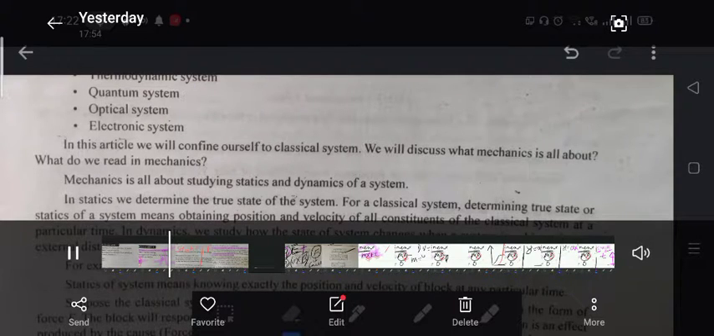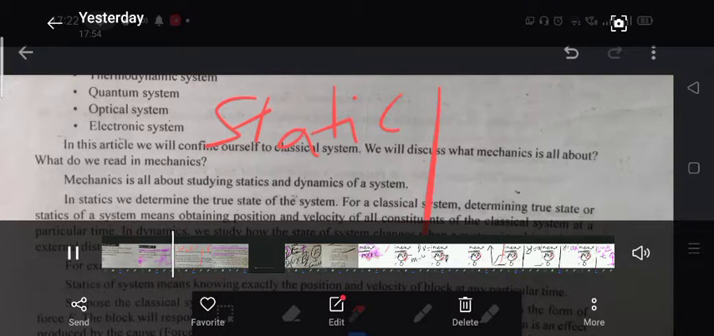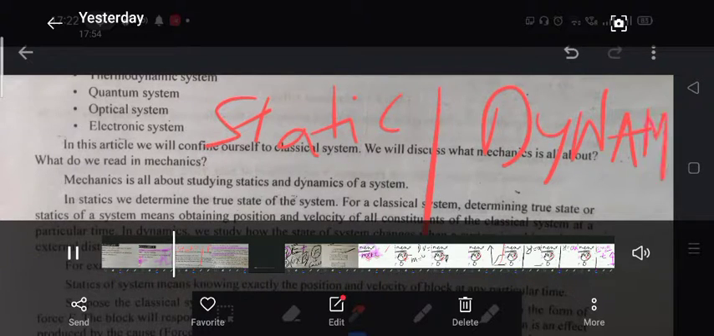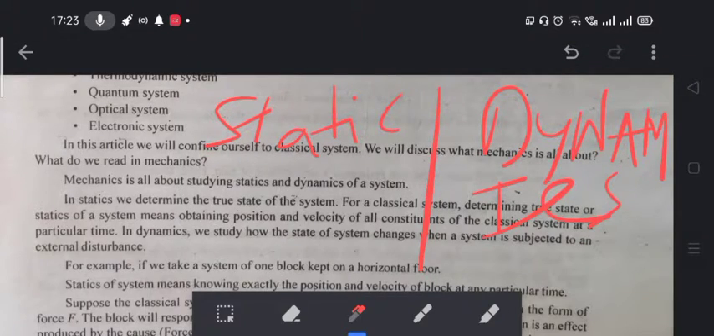So in this article, we will confine ourselves to the classical systems and discuss what mechanics is all about. Mechanics is all about the study of statics and dynamics of systems. In statics, we determine the state of the system, and for classical systems, determining the state of a static system means obtaining the position and velocity of all constituents. But in dynamics, we think that the objects are in motion.